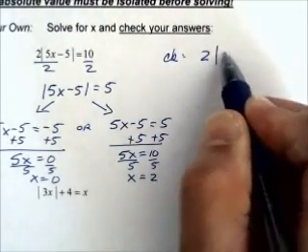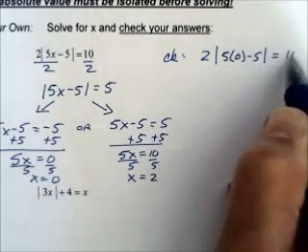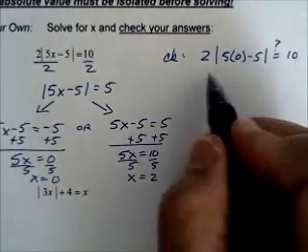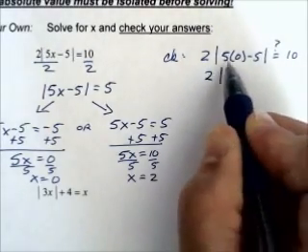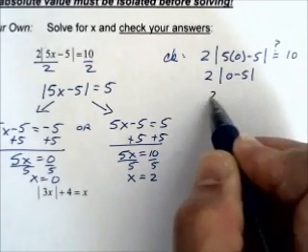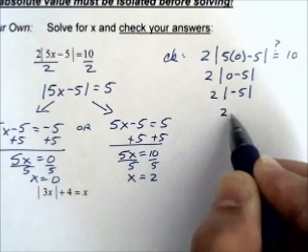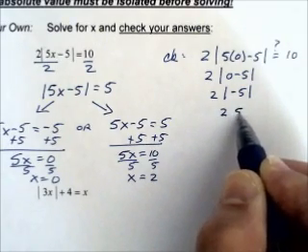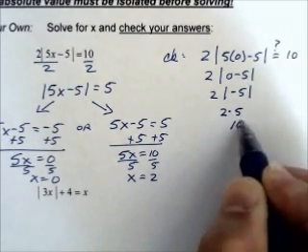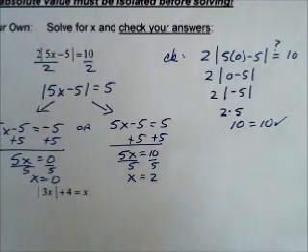Does 2 times the absolute value of 5 times 0 minus 5 equal 10? 2 times 5 times 0 is 0, minus 5 is negative 5, and the absolute value of negative 5 is 5. And 2 times 5 is equal to 10. So 10 equals 10. So the x value of 0 checks.